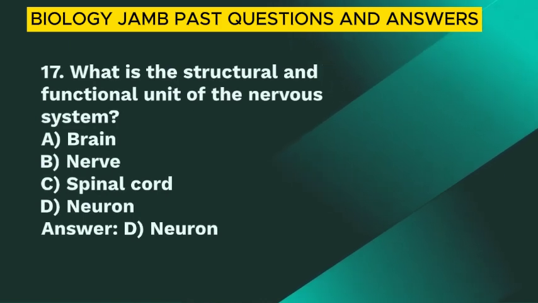Question number 17. What is the structural and functional unit of the nervous system? A. Brain, B. Nerve, C. Spinal cord, D. Neuron. The answer is D, which is neuron.